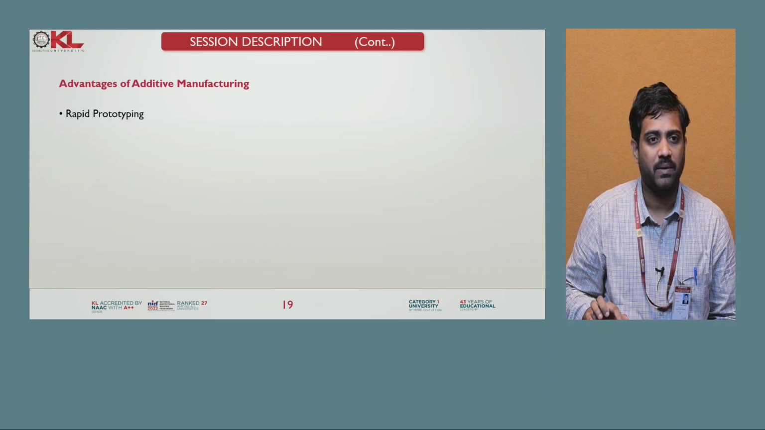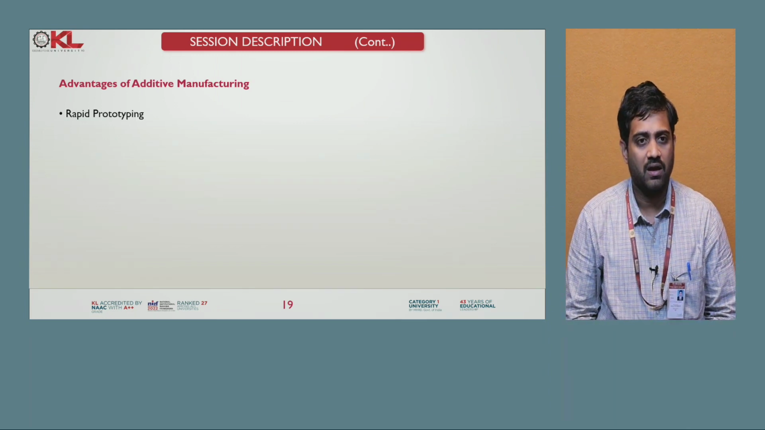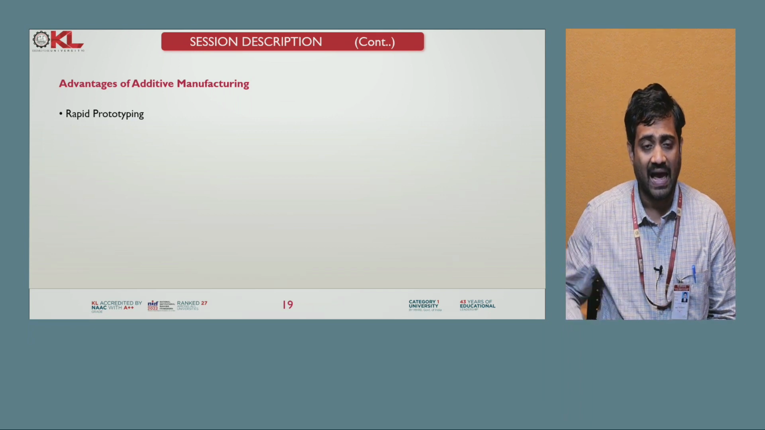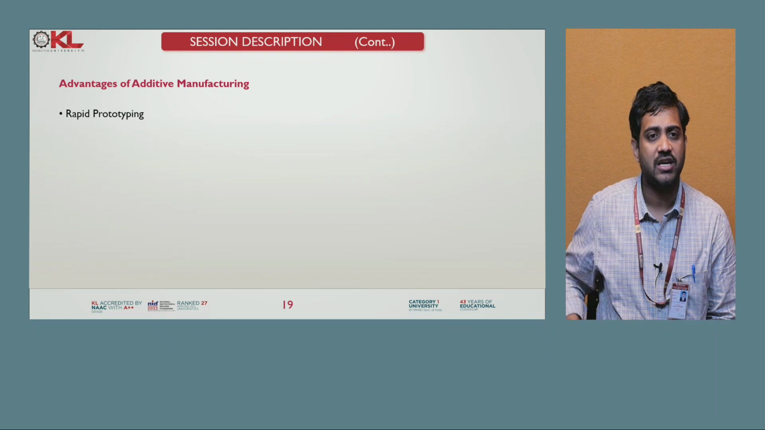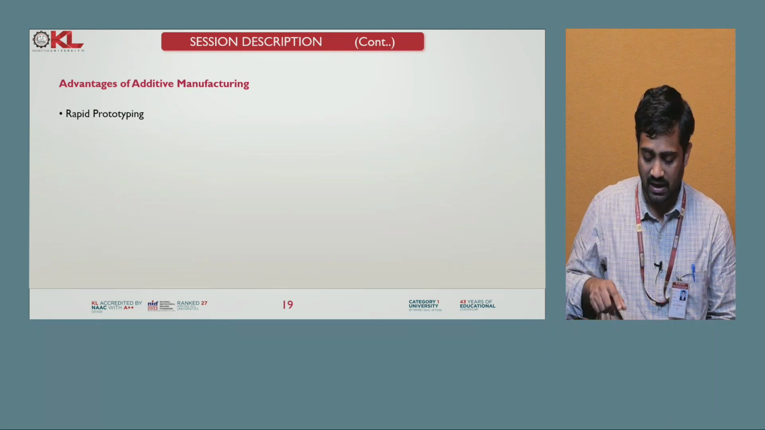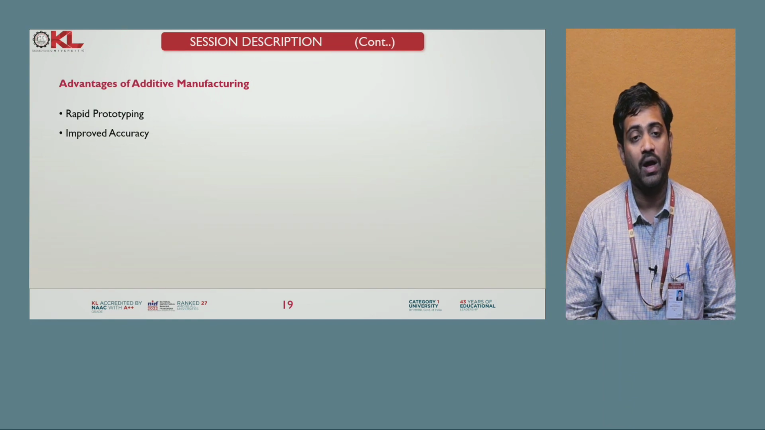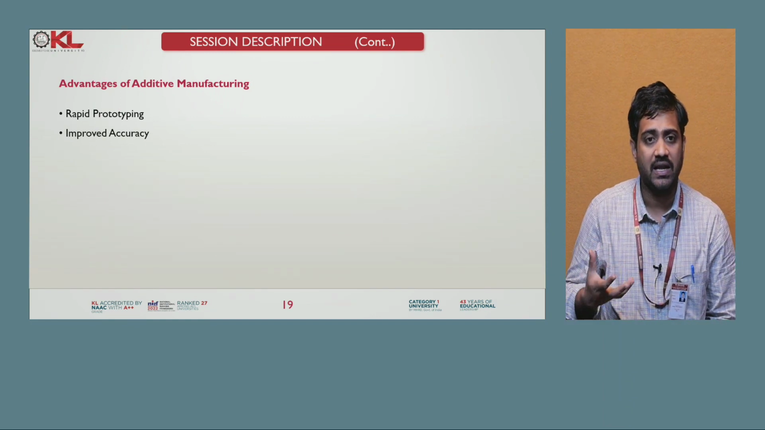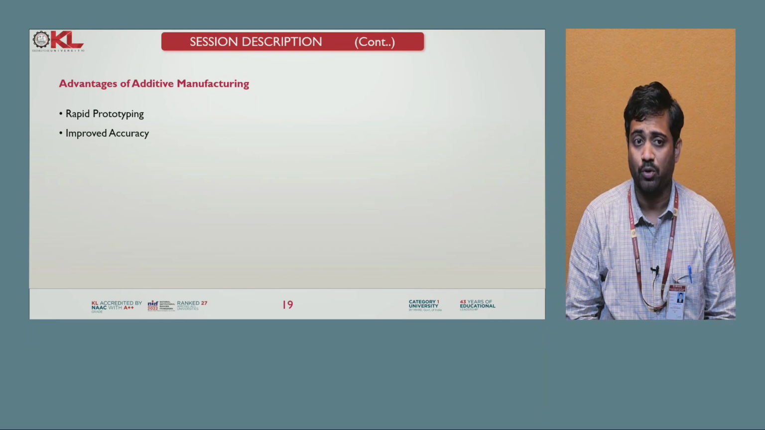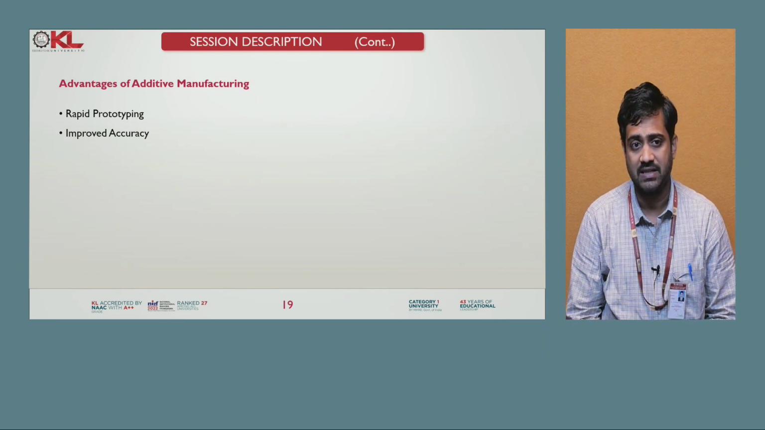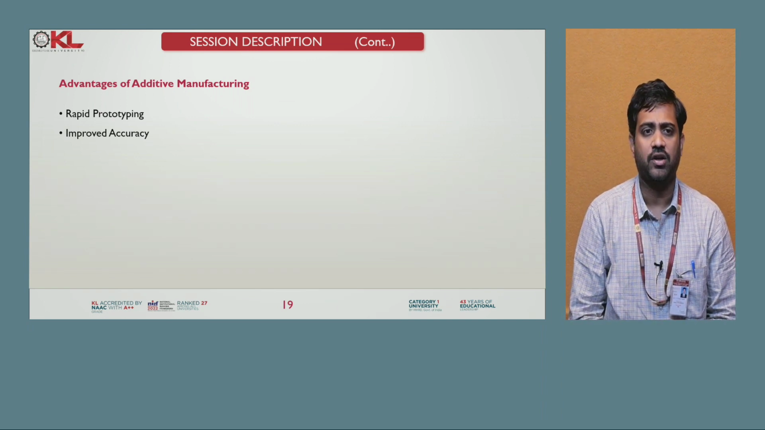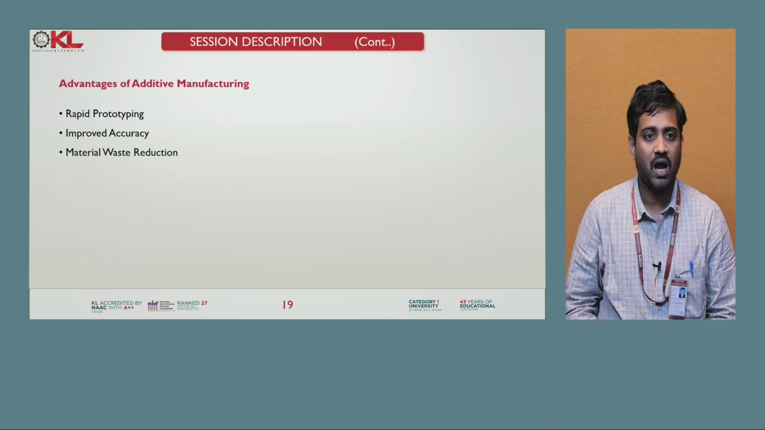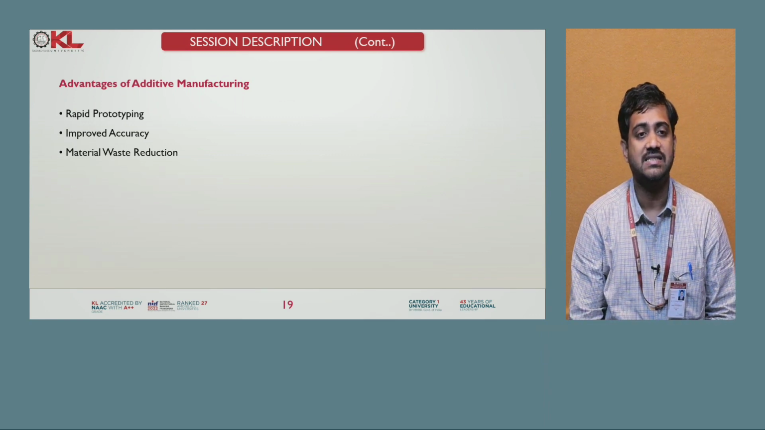Coming to the advantages of additive manufacturing, we'll go for the first one, rapid prototyping. Rapid means fast. Whatever prototype you want to print, very quickly, very efficiently we can produce with the help of this additive manufacturing. Improved accuracy. Whatever parts you are printing from the rapid prototyping technology or additive manufacturing process, for the final parts, the 3D printed components, the accuracy is very good. With very much improved accuracy, we are going to get the components, and the wastage is going to be very less here.